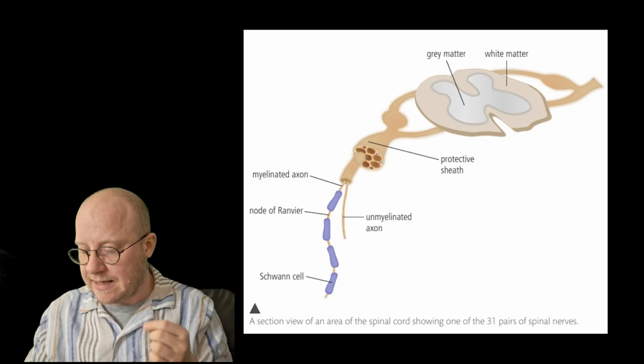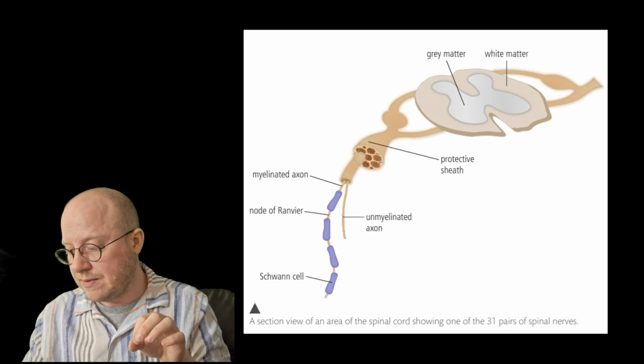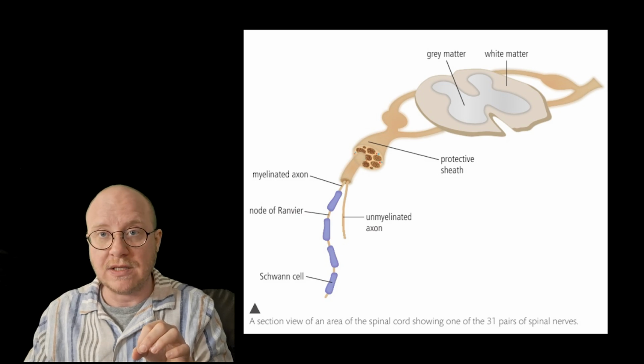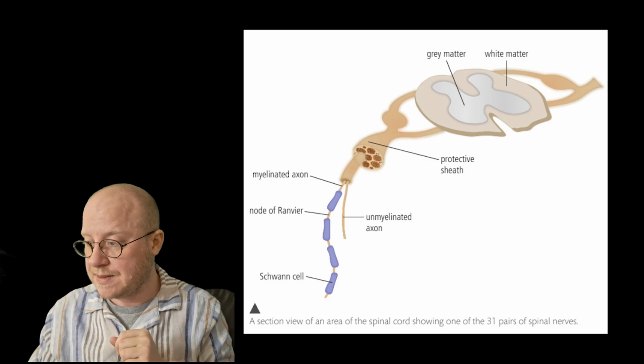Groupings of myelinated and unmyelinated axons are surrounded. This says surrounding by protective sheaths, but it should say surrounded. It's an error in the text. Surrounded by protective sheaths.